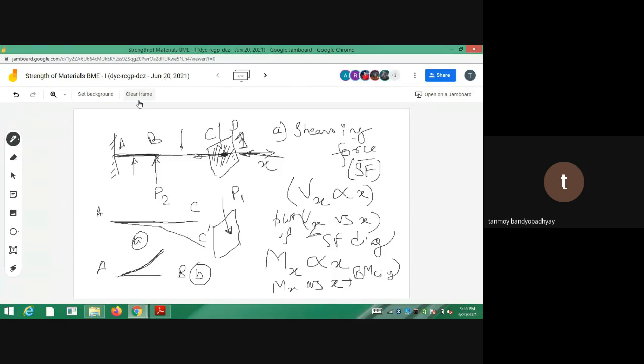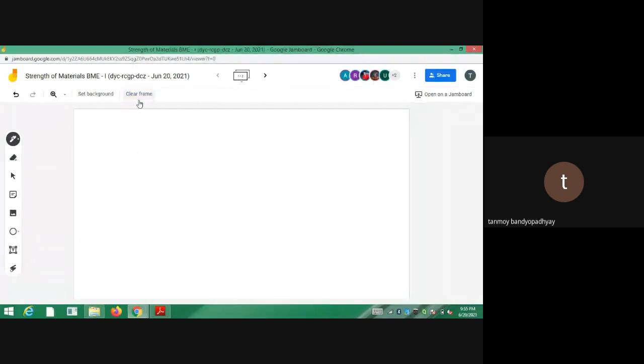Now, how about plotting these moments on the beam? Whenever I'm plotting something, I have to assume a certain sign convention. Unless I have a sign convention, say two persons A and B will end up with different SF and BM diagrams. So you can ask, sir, why this one? I can always have a different sign convention. That's very fine. You can have your own sign conventions.